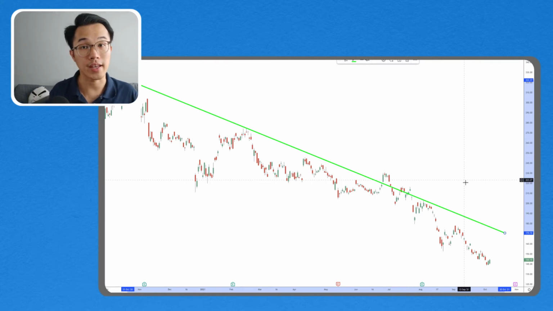Once again, we see that this is like a diagonal version of resistance. It kind of prevents the prices from going higher. And therefore, what it shows me is potential areas where there may be selling opportunities.